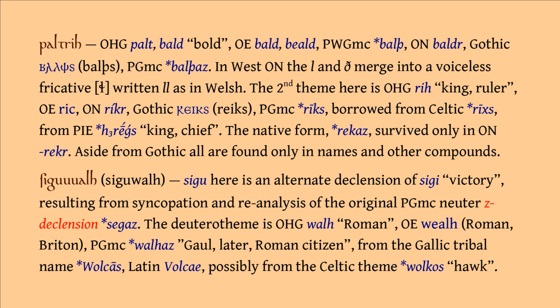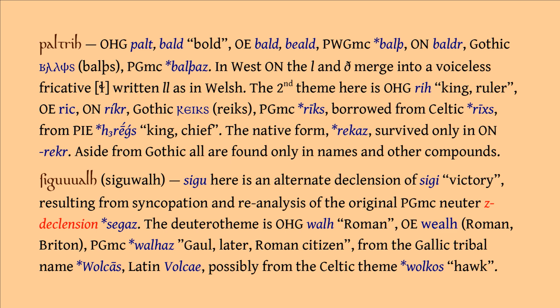Paltrig: Old High German palt, bald, bold, Old English bald, Proto-West Germanic balth, Old Norse baltha, Gothic balth, Proto-Germanic balthas. In West Old Norse the L and eth merge into a voiceless fricative, written double L as in Welsh. The second theme here is Old High German rig, king, ruler, Old English rik, Old Norse riker, Gothic riks, Proto-Germanic riks, borrowed from Celtic riks, from Proto-Indo-European regs, king, chief. The native form rekas survived only in Old Norse reker. Aside from Gothic, all are found only in names and other compounds.